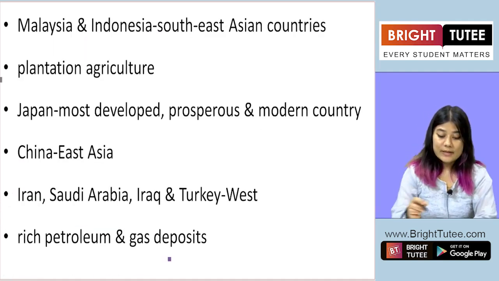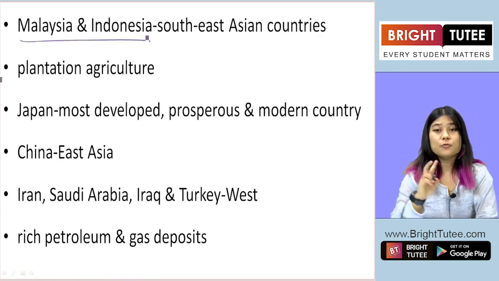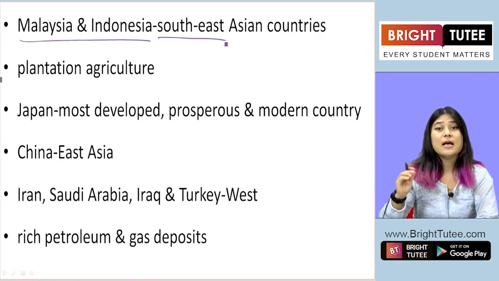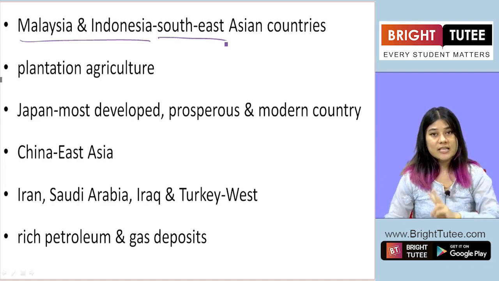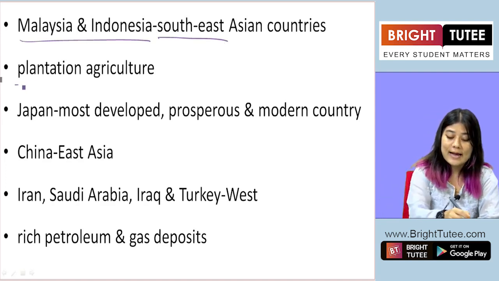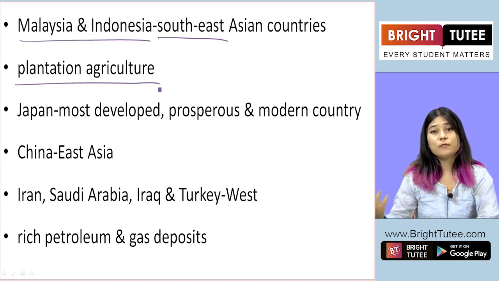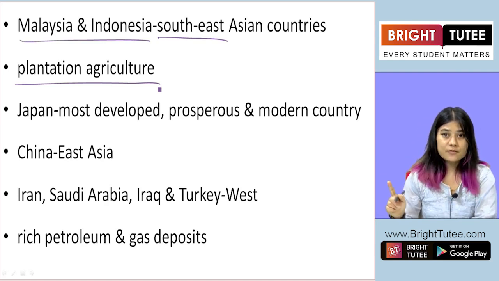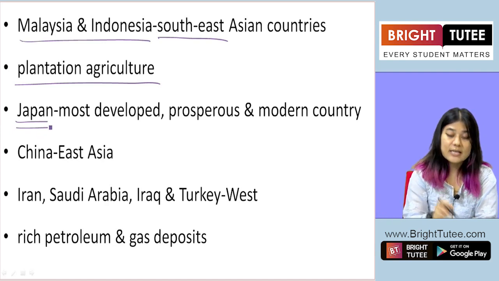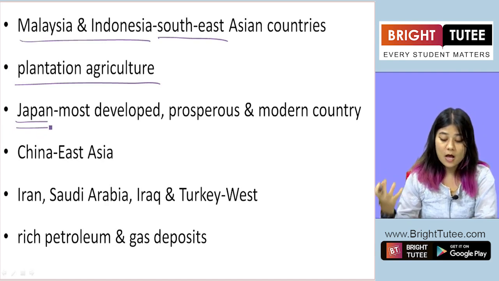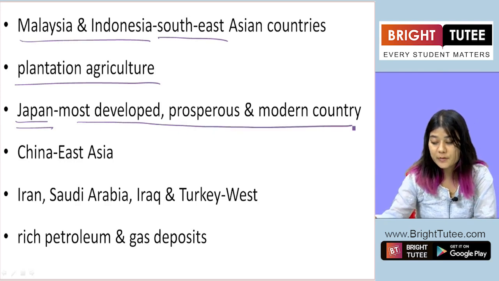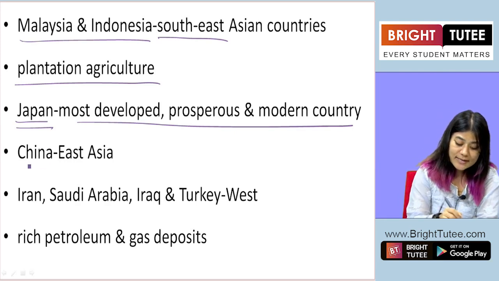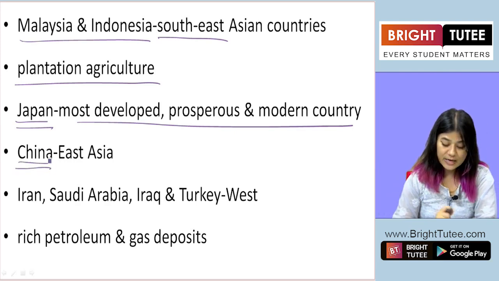Now, Malaysia and Indonesia are two countries located in the southeastern part of Asia, so they are called Southeast Asian countries. These two countries are very popular for plantation agriculture, plantation of coffee, tea, and other crops. In the eastern part, we have Japan, one of the most developed, prosperous and modern countries in the continent of Asia. China also is located in the eastern part of Asia.